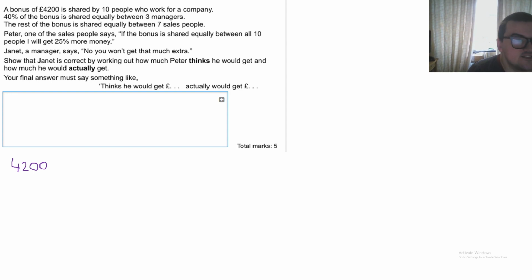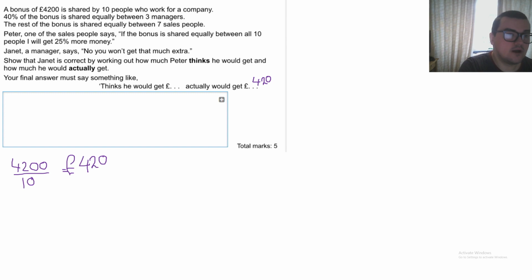So let's work out how much he thinks he would get if the bonus was shared equally between 10 people. Equally between 10 people is divided by 10. So if it was shared between 10 people, he would get £420. Okay, so we know how much he thinks he would get, £420.